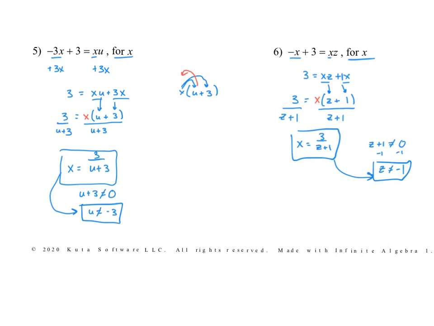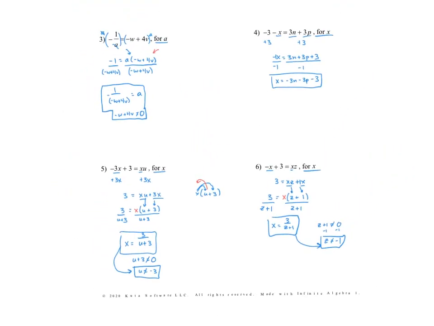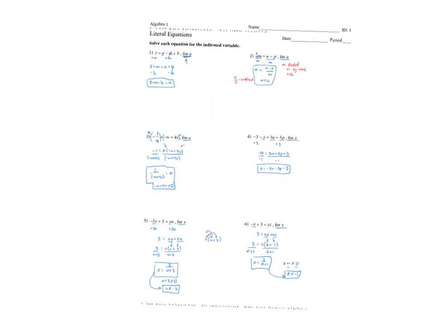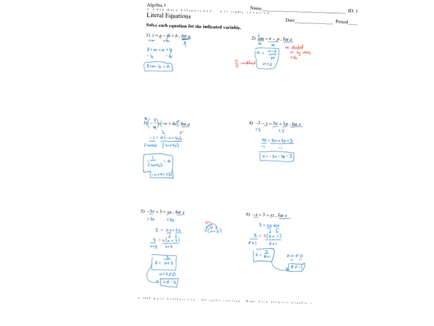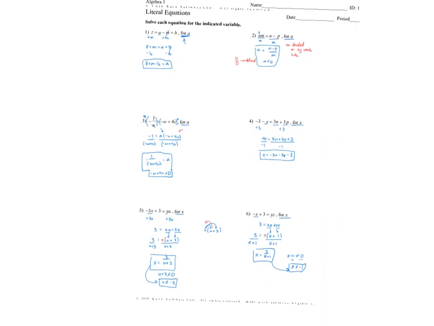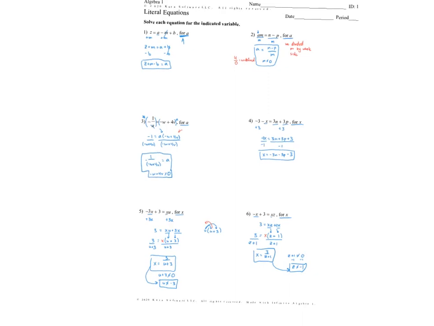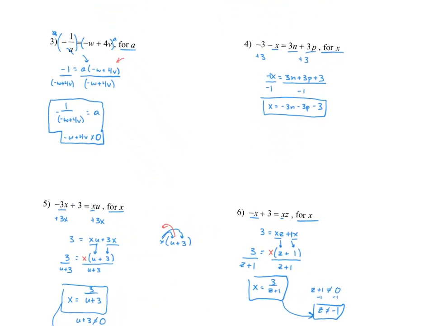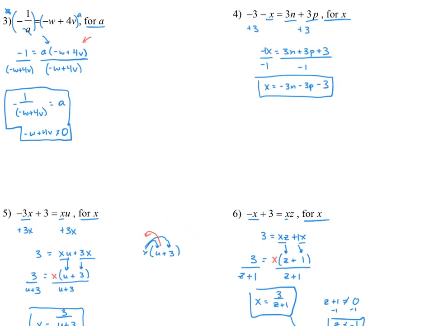And that is it for literal equations. All you're doing is solving for the variable that you're looking for and moving everything else away from it. So the 2 big things I want you to remember. Number 1, your denominator cannot be 0. So if ever you have a variable in your denominator, you have to add on to your answer what the denominator can't be.